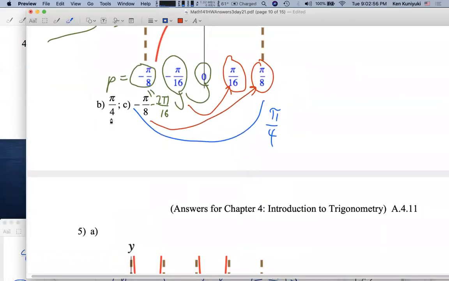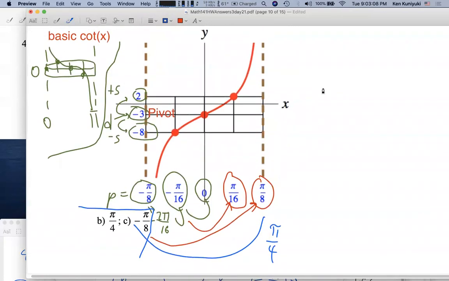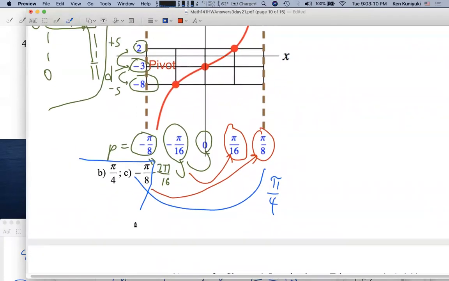See, B is pi over 4. That's the period. Pi over 4 is the period. The phase shift can be said to be negative pi over 8, although it turns out that pi over 8 also works, right? Notice that another cycle starts from there. Positive pi over 8 also would have worked.